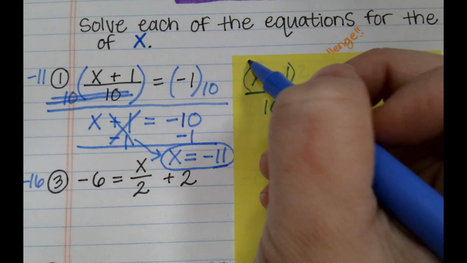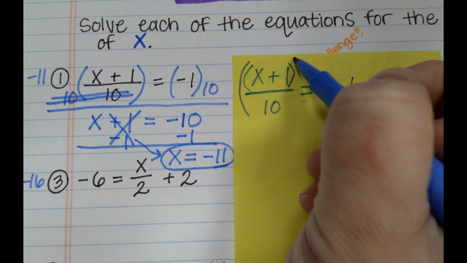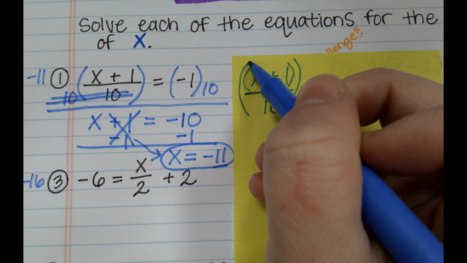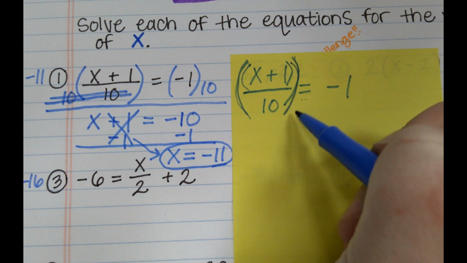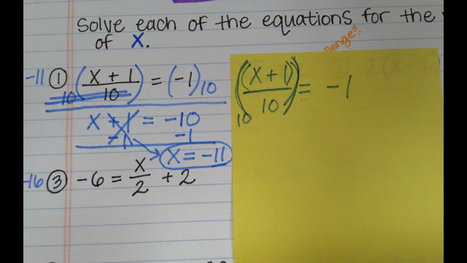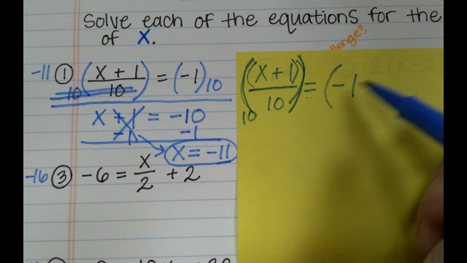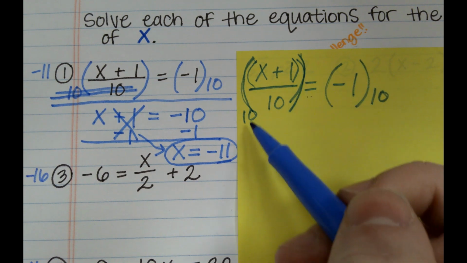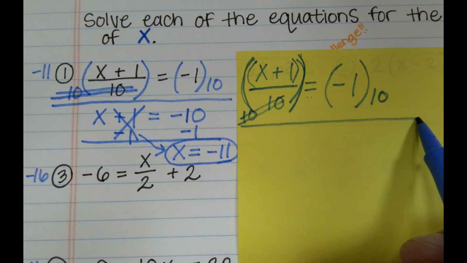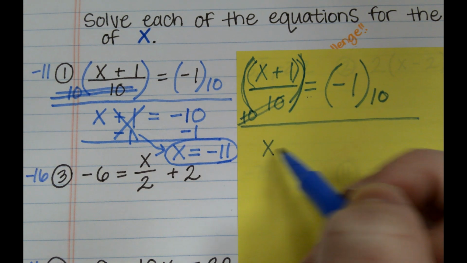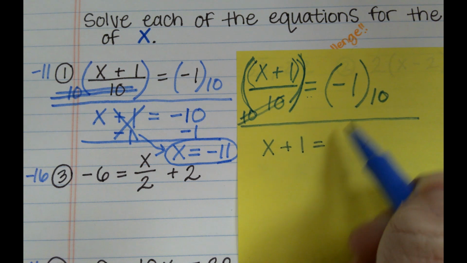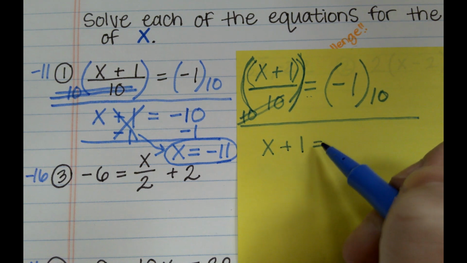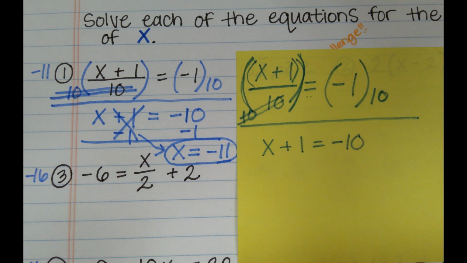Multiplication. Good. The opposite of division is multiplication. So I'm going to write that by just putting it all in parentheses and I'm taking it times 10. And whatever you do on one side, you've got to do to the other. And that would cancel it, bringing us to that next step where we just have x plus 1 equals negative 1 times 10, negative 10. That's what we are left with.